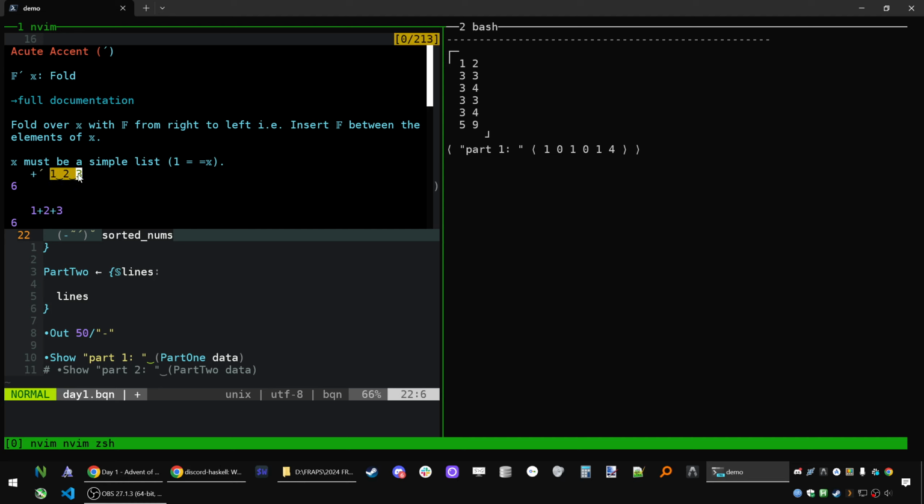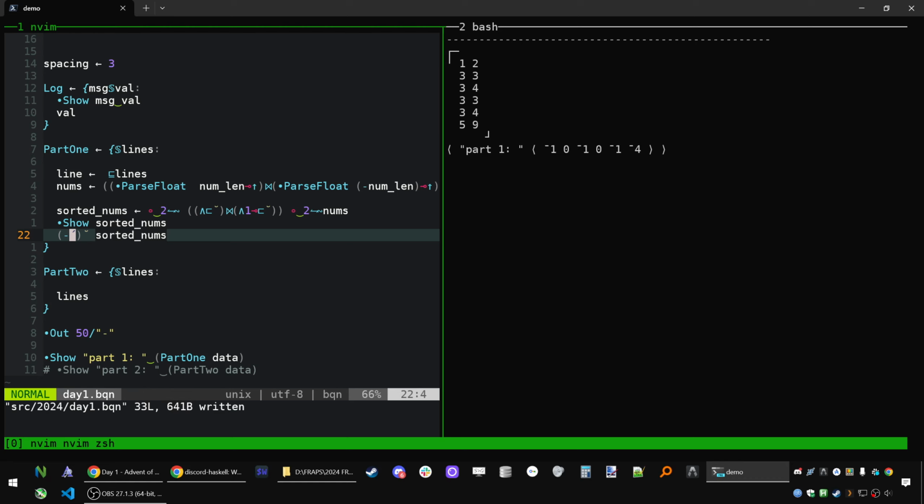So 1 plus 2 plus 3, which is 1 plus 2, which equals 3. 3 plus 3 is 6. Excellent. So that's what I was doing with this part, but then you saw they were negative numbers, and that's because I was doing 1 minus 2, which is minus 1, 3 minus 3, 0, etc.